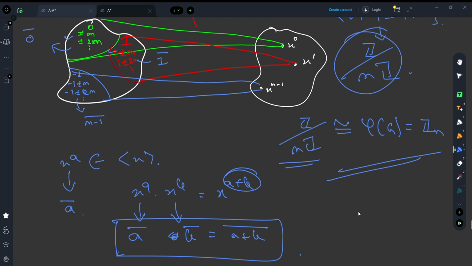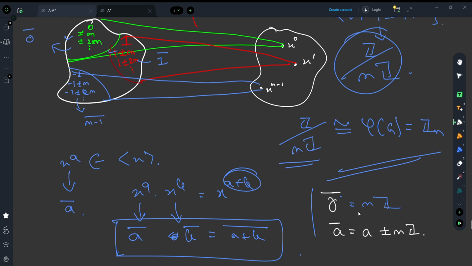One more thing to observe from here: what is the fiber over 0? I should not use the term 1 bar, because we have already classified the fact that it's indeed Zn. So 0 bar is exactly nZ. What is the fiber over any element in Zn? If you carefully observe, it's nothing but a plus minus nZ.